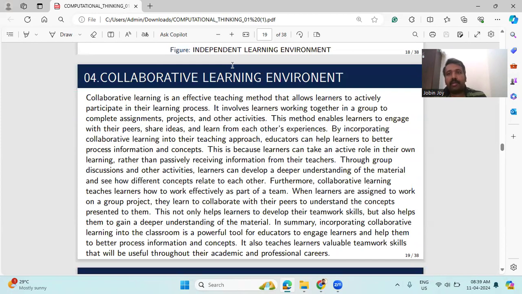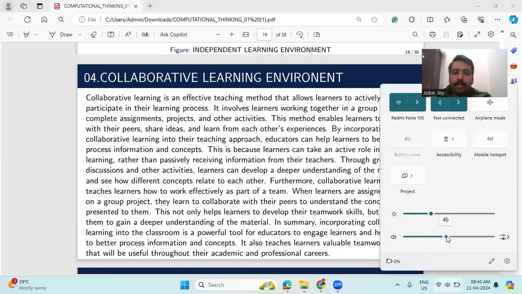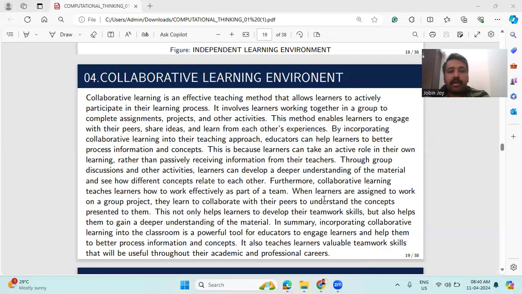Collaborative learning, I already explained the concept, but once again. Collaborative learning is an effective teaching method that allows learners to actively participate in their learning process. It involves learners working together in a group to complete assignments, projects, and other activities. This is a group activity. This method enables learners to engage with their peers, share ideas, and learn from each other's experiences.